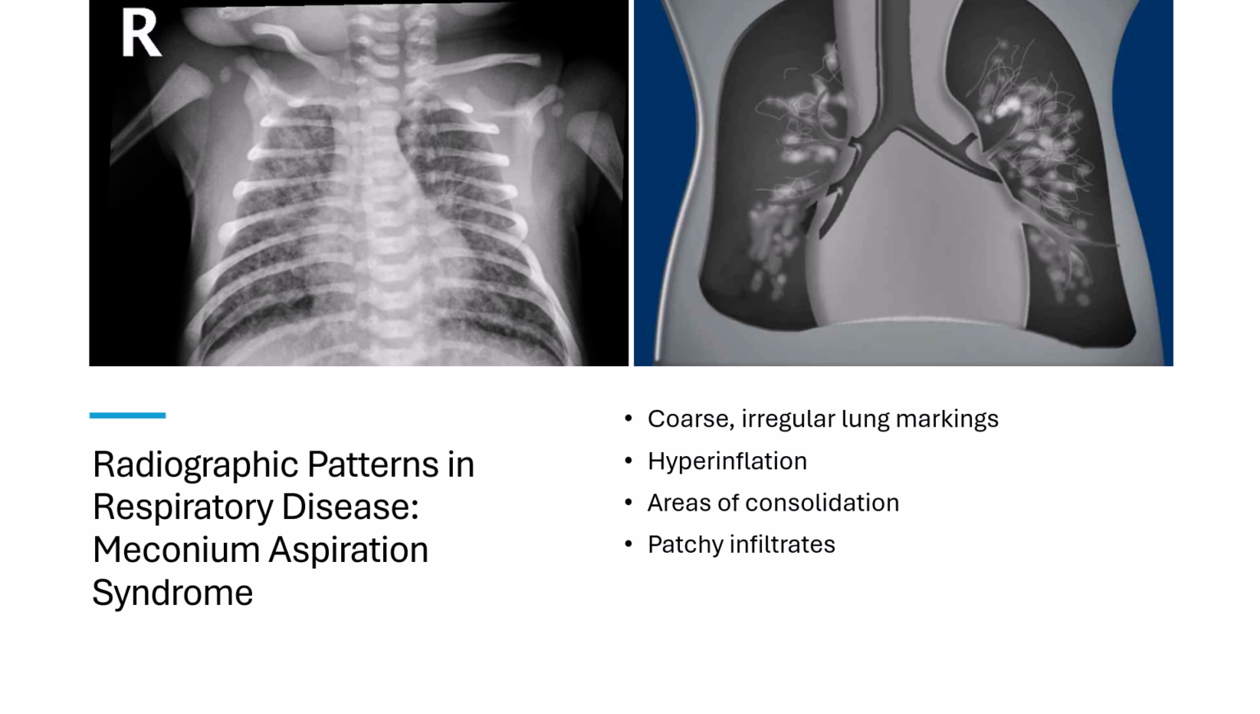Unlike RDS, which affects premature infants, MAS typically occurs in term or post-term infants with a history of meconium-stained amniotic fluid. The combination of hyperinflation and patchy infiltrates is the key radiographic feature that distinguishes MAS from other neonatal respiratory conditions.